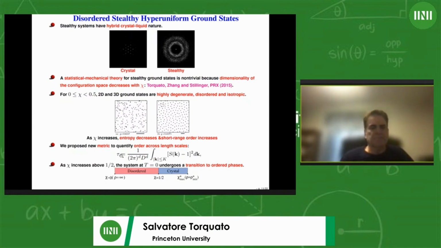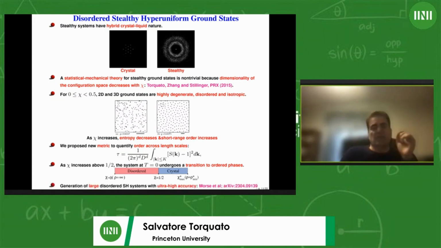And that's going to be a measure of the translational order up to that particular wavelength. Now, another important thing is if you increase chi above 1/2, the system undergoes a phase transition to ordered phases. So this is going to be the disordered regime, in 2 dimensions and 3 dimensions, and then eventually you end up getting crystal structures.